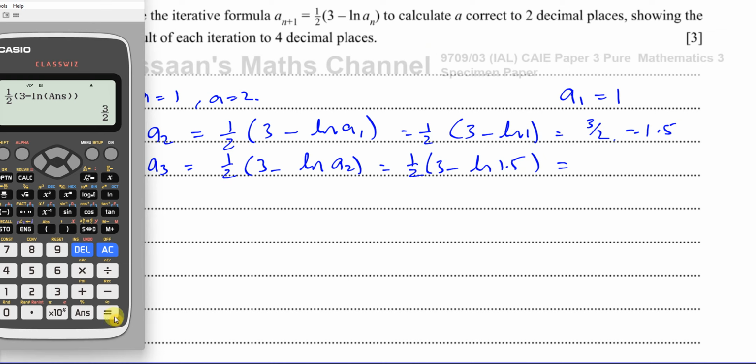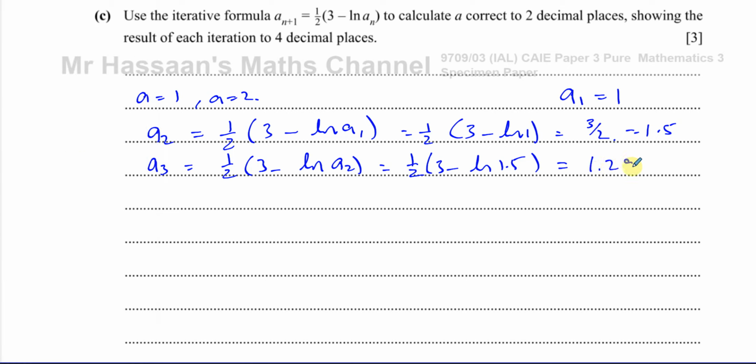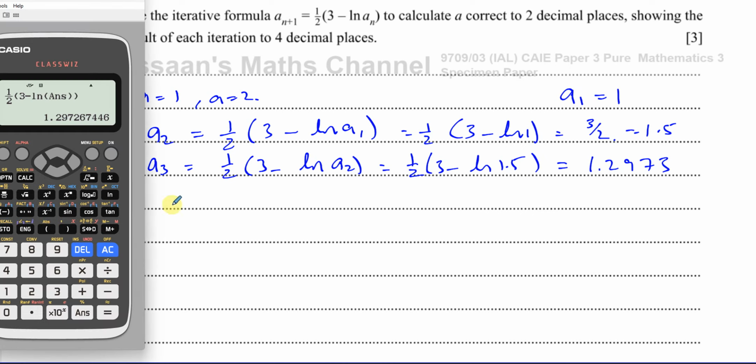So if I press equals now, because when I press equals, what came out was 3 over 2, that's now the last answer in the calculator. So if I press equals again, it's going to actually do this calculation for me, and as you can see, it comes out as 1.29726. Now we've got to write this to 4 decimal places, so that's 1.2973. Okay, so that's getting closer to the root now. It's going to help us get closer and closer to the root.